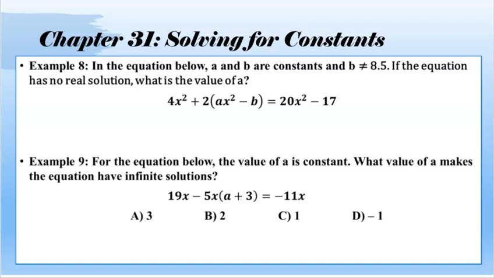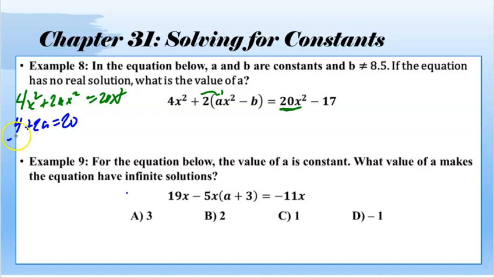Example 8. In the equation below, A and B are constants and B cannot be 8.5. If the equation has no real solutions, what is the value of A? So that means the coefficient of our x squared has to be identical. So if I distribute that, I'm left with 4x squared plus 2ax squared. This has to equal 20x squared. Now if I take the x squares out, I'm left with 4 plus 2a equals 20.